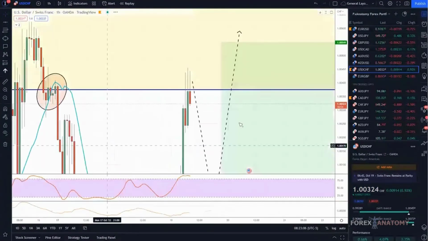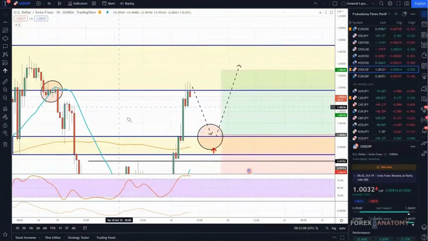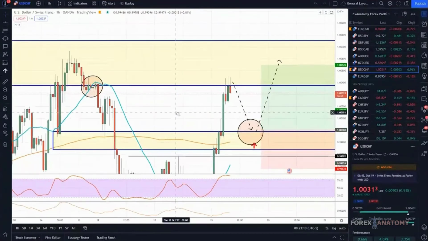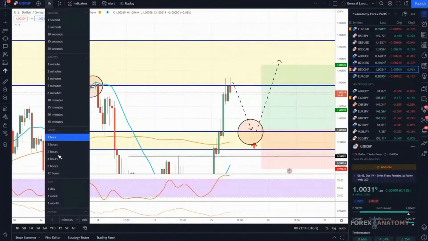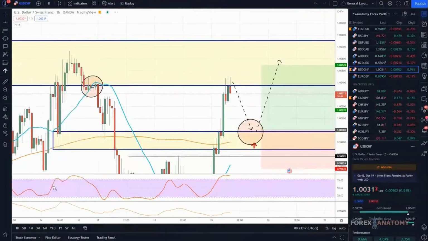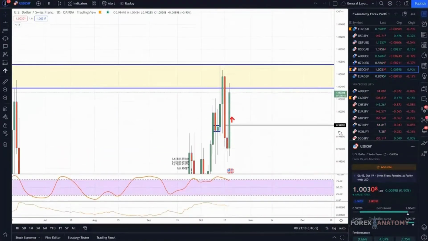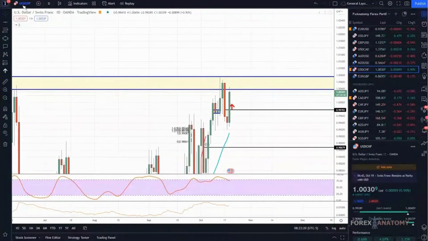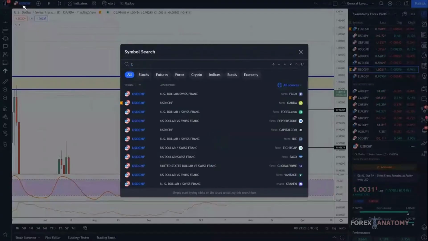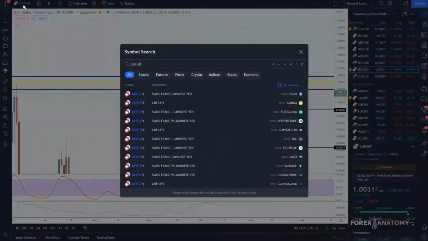All right. So with that said, what I can do right now, we can go and look at some new opportunities and see what happens. We're going to do top-down analysis. So let me just simplify this. The first pair we're going to look at is Swiss franc, Japanese yen, CHF JPY.